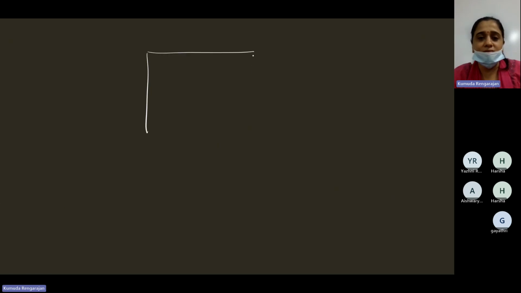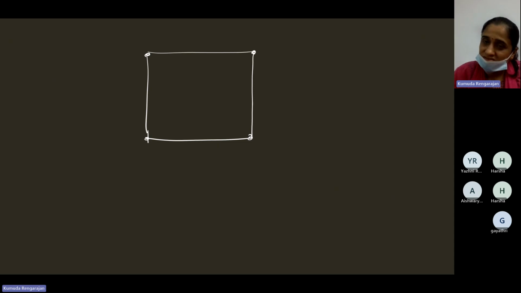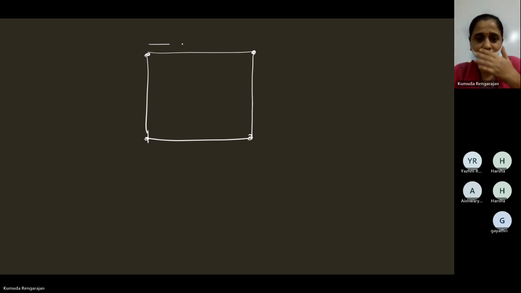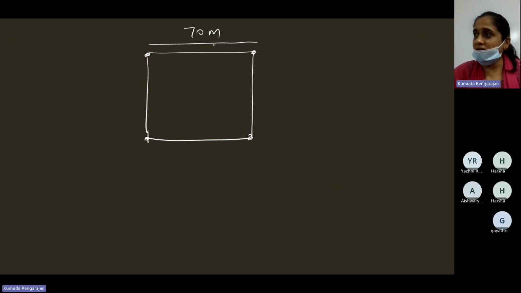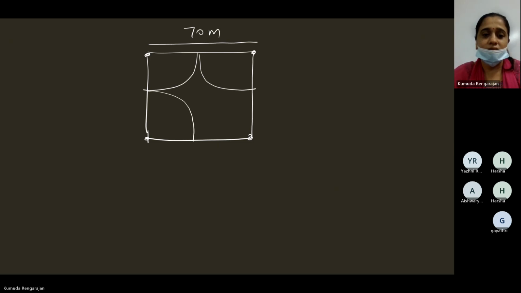Okay, so square field, four horses tied to the four corners. The length of the rope used to tie each of the horses is the same. All the four horses are tied by means of a rope of the same length. The length of the rope is not given, but it's given that the horses can just meet. So if the side of the square is 70 meters and the horses can just meet, correct? So 70 by 2, this is 35, this is 35, correct?